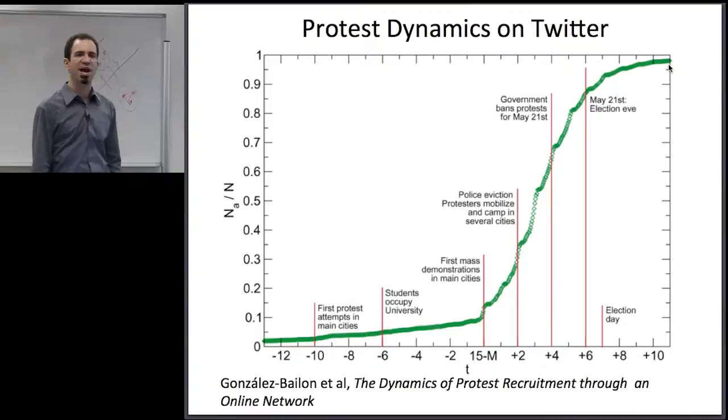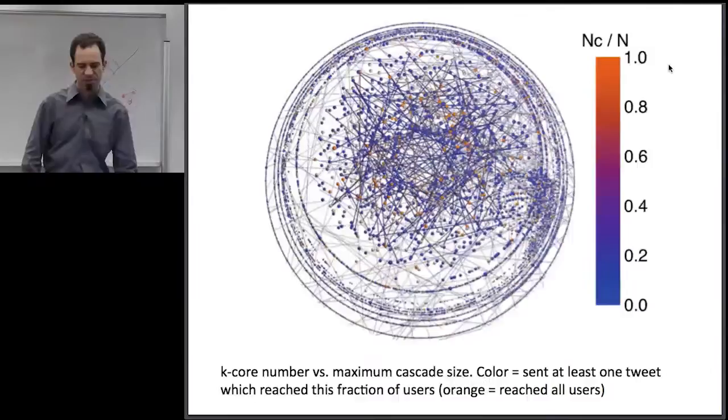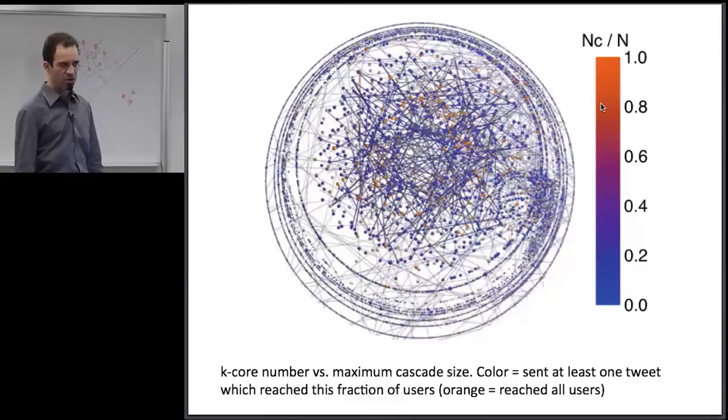One of the questions they asked is, was there a way to predict whose tweets would get amplified? Who was good at starting what they called cascades, where one person tweets something and then many other people retweet it, and it spreads through. And what they found was that the K-shell decomposition was a good predictor. Not a totally strong predictor, but a good one.